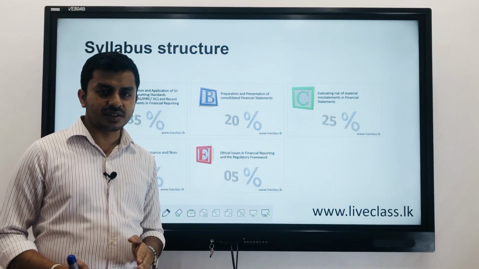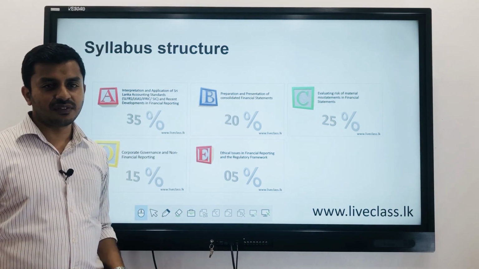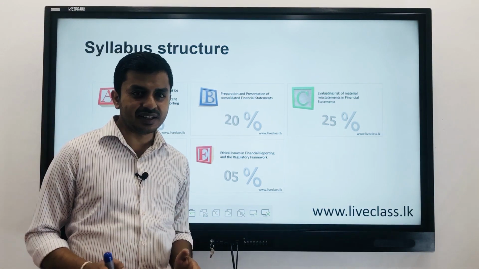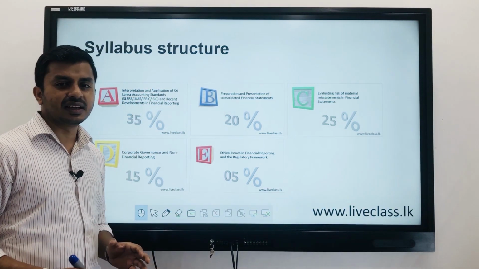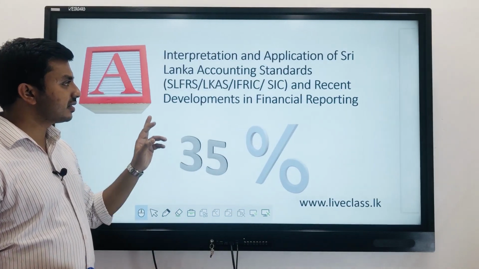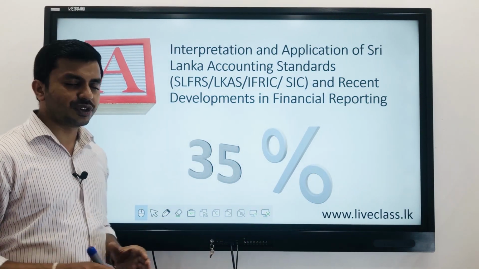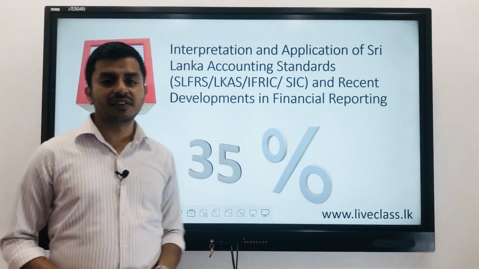with the weightages, what the main key areas covered in your syllabus are, right? Basically, it covers 5 main aspects. We'll look at one by one what the syllabus says. The first one is interpretation and application of Sri Lanka accounting standards and recent developments in financial reporting.